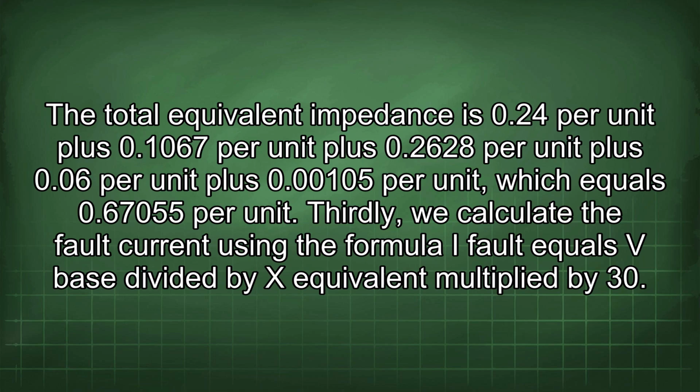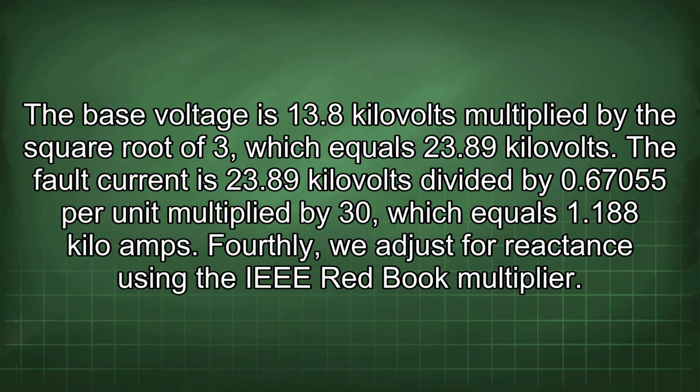The base voltage is 13.8 kilovolts multiplied by the square root of 3, which equals 23.89 kilovolts. The fault current is 23.89 kilovolts divided by 0.67055 per unit multiplied by 30, which equals 1.188 kiloamps.